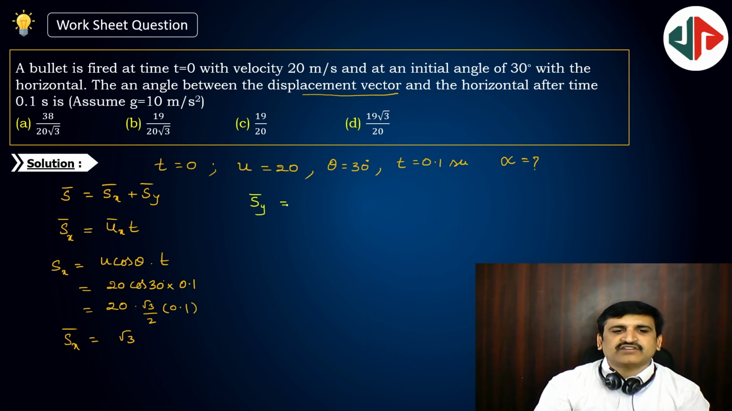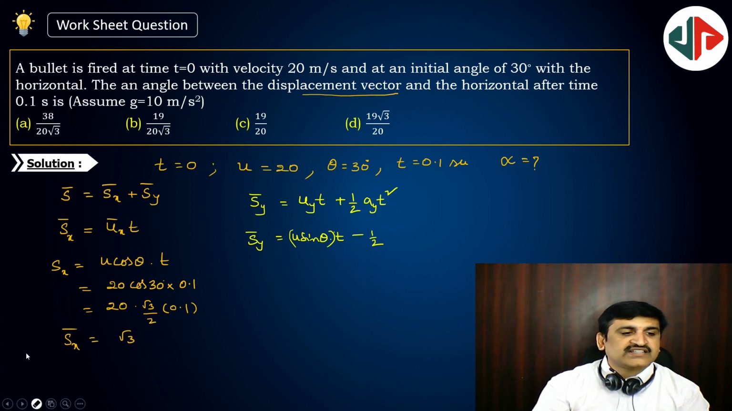Sy bar is equal to, usually the displacement formula is ut plus half at square only. So uy t plus half ay t square. X directional story, y directional story, separate. You have to treat them separately. They're two different movies, right? Don't mix them, they're separate. So Sy is equal to uy, u sin theta into t, plus half g t square, g value minus. So obviously I will write minus half g t square, because the initial velocity vector is upwards and acceleration is downwards.